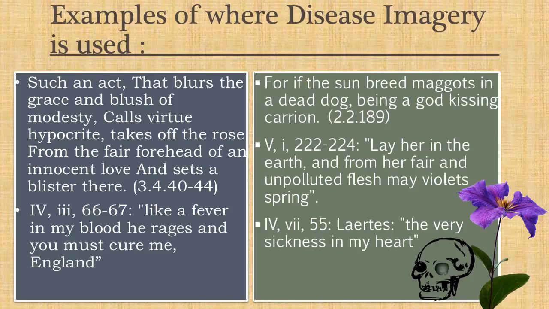Now, let's look at some examples of where disease imagery is used, such as, "Such an act that blurs the grace and blush of modesty, calls virtue hypocrite, takes off the rose from the fair forehead of an innocent love, and sets a blister there." Or, "Lay her in the earth, and from her fair and unpolluted flesh may violets spring." Or when Laertes says, "The very sickness in my heart."